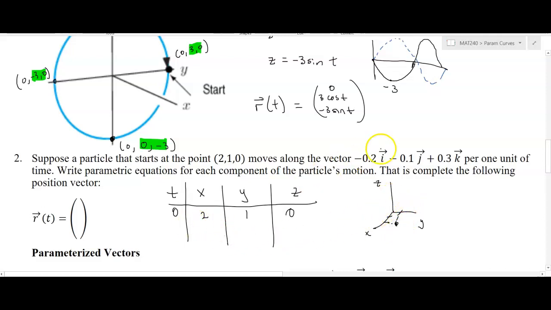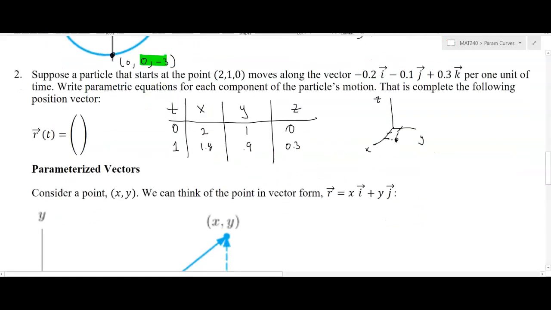And so now as time takes off, we want the x component to decrease by 0.2. So as t becomes 1, we want this to become 2 minus 0.2, which is 1.8, and this to decrease by 0.1, and this to increase by 0.3. So now this point has moved off the xy plane, and it has actually moved a little bit closer to the z-axis because of the fact that the x and y components are now smaller. I won't try to draw that on here because it's going to get kind of convoluted.